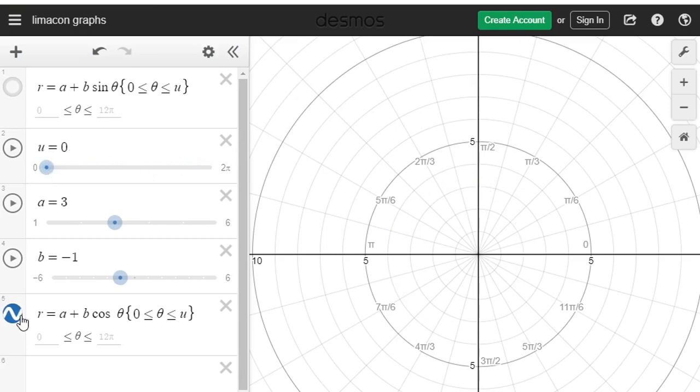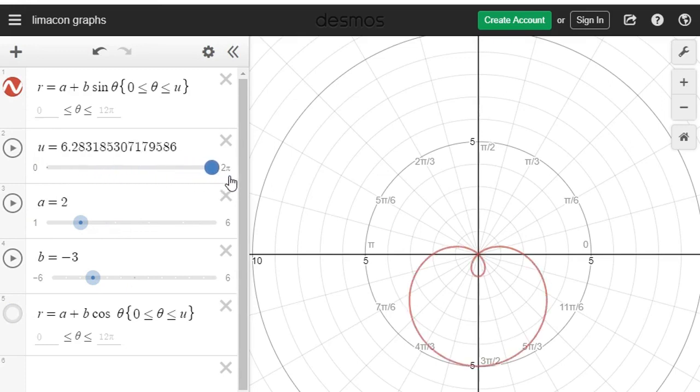If I have r equals 2 minus 3 sine theta, I'm going to have an inner loop again. Notice I'm starting at 2 because when sine is 0, it's 0.